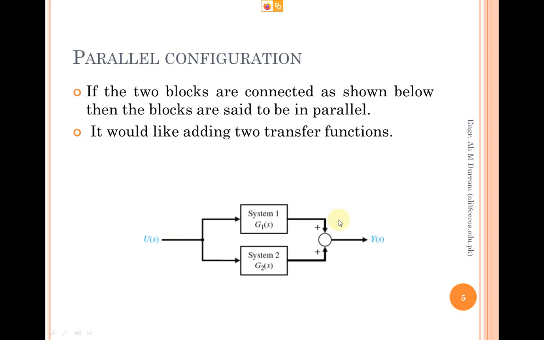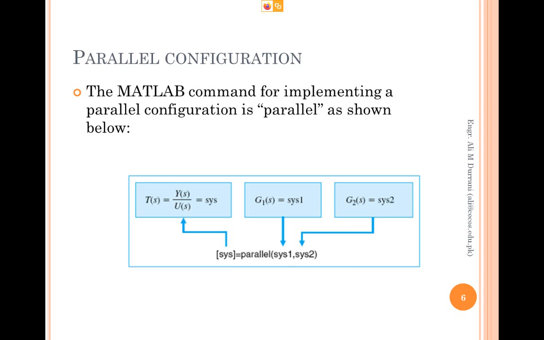So for the parallel configuration of two systems, you can see over here that these systems are just like being added to one another. So G1 and G2, or you can simply call it G and H. If both the systems are in the parallel configuration, they are just like adding each other. So two transfer functions are going to be added with one another. So here's the code.